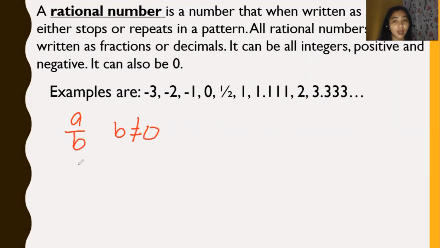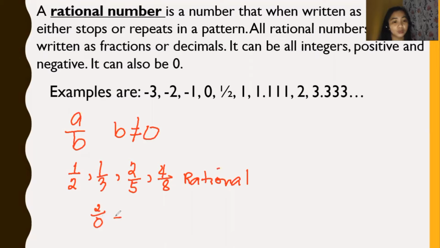Ibig sabihin, lahat ng fractions ay rational number. Example, 1/2, 1/3, 2/5, 4/8. They are all rational numbers. Maliban lang kung ang denominator ay 0. Example, 2 over 0. So, this is not a rational number, kasi sabi sa ating definition, it can be expressed as A over B, where B should not be equal to 0. Kasi magiging undefined na siya.